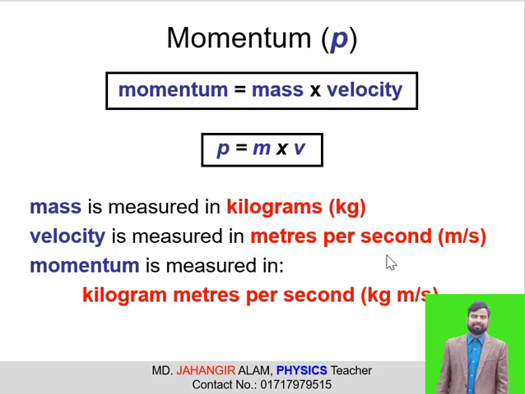Momentum. Momentum is the product of mass and velocity. It is denoted by small p, p equals m into v. Here m stands for mass and v for velocity. Mass is measured in kilogram, that means kg. Velocity is measured in meter per second. So momentum is measured in kilogram meter per second, kg m/s.